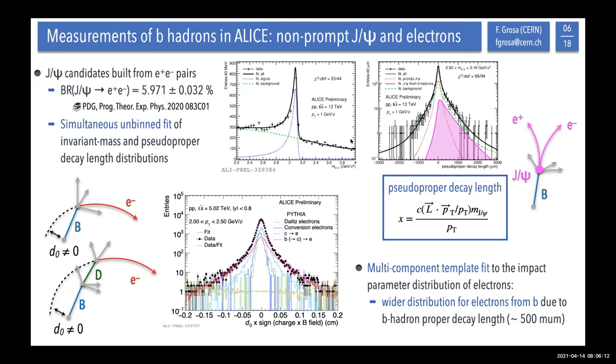A similar approach is used for electrons from beauty-hadron decays. And in this case, a multi-component template fit is performed to the distribution of the impact parameter of the single electrons.